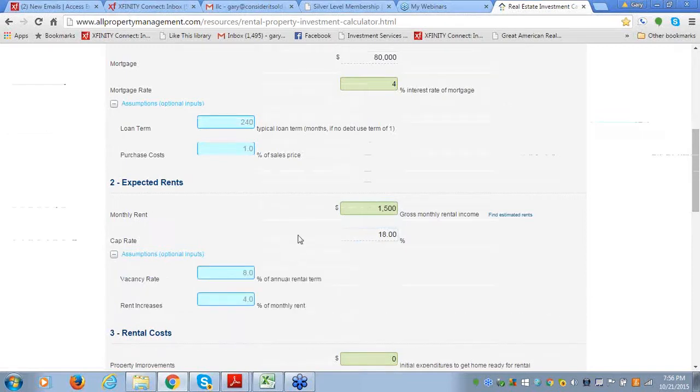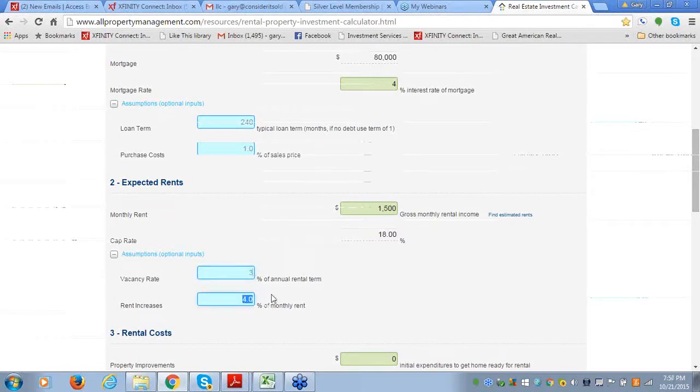Very interesting, okay? But we're not done yet because we've got to throw in a bunch of other expenses down here, the cost of doing business. So vacancy rate, that is way, way too high. Right now, vacancy rates are unbelievably low, between 2 and 3%. So let's just say 3% for vacancy rate.